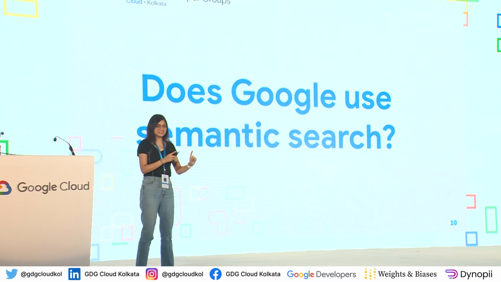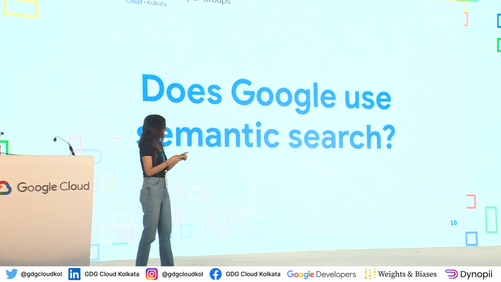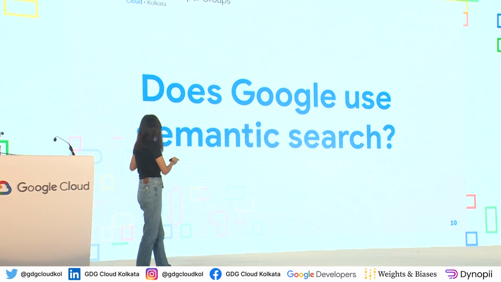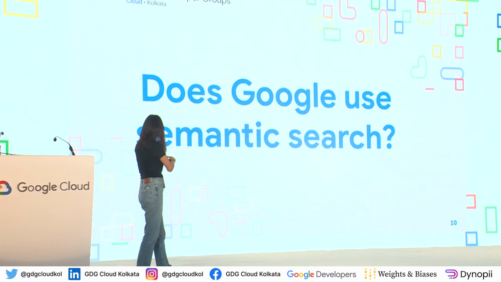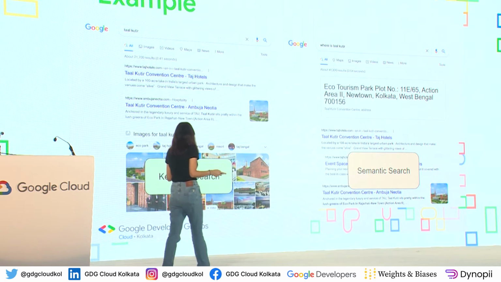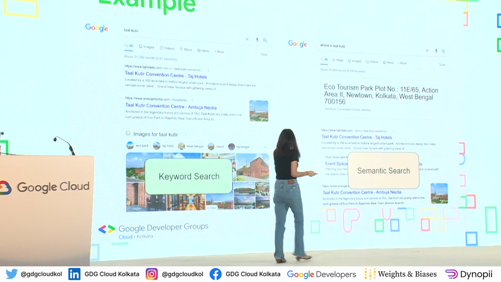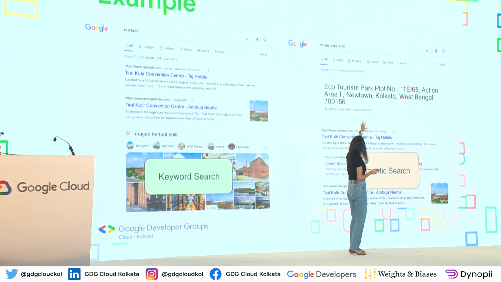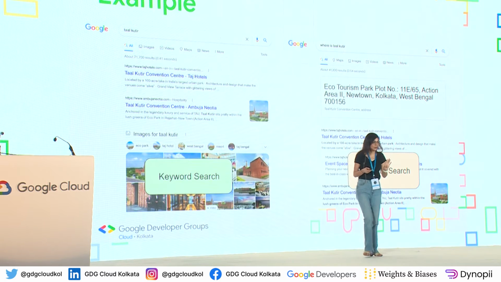Because we have a shortage of time, I cannot take more answers. But the answer is yes. Google does use semantic search, and I'm going to show you how. So I searched this in the morning today because I just didn't want to go to a wrong venue. If you think about it, this is an example of semantic search, because my question is, where is Tal Kutir? My first response itself, even before I see any of the links, is the address of this place. This is exactly what I wanted to ask.